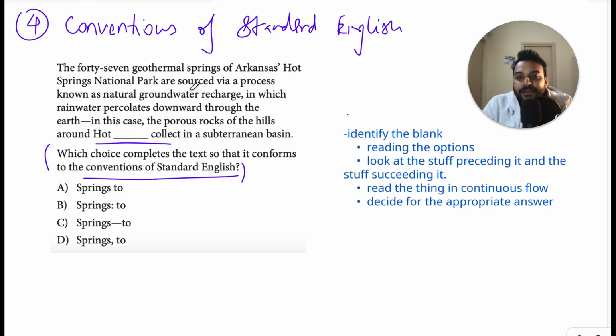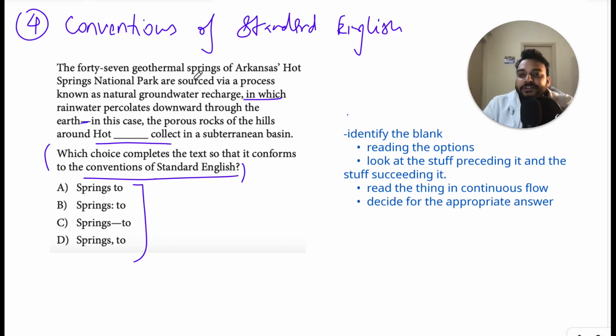Now let's look at the part preceding the blank and succeeding the blank. So I can read from, let's say, here, first line of defense. If it won't make any sense, we'll start from one sentence preceding this one. So, in which rainwater percolates downward through the earth, in this case, the porous rocks of the hills around hot springs to collect in a subterranean basin. Why did I read springs to collect? Because all the options have the same text, so I can read it through and through. I don't think we're able to make sense because of this hyphen here. So let's read it even before.